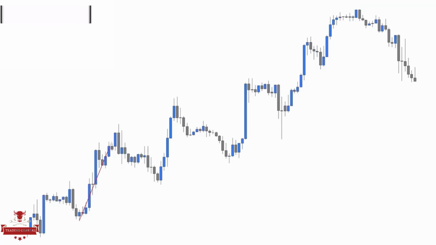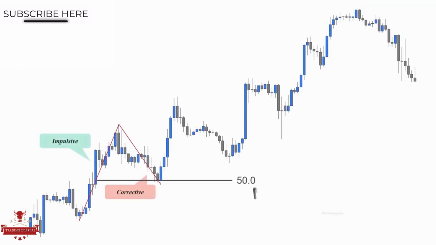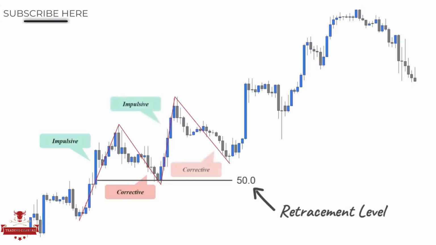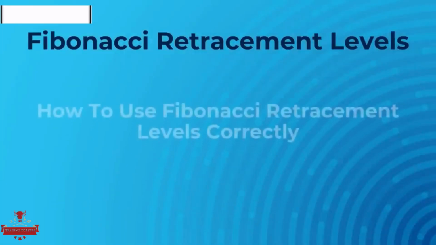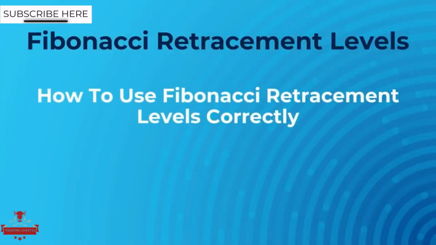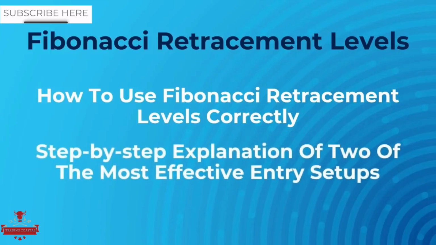Hey guys, Fibonacci retracement levels are used in technical analysis to predict potential levels of supply and demand before impulsive moves occur during a trending market. However, they should be used in combination with other forms of analysis to make well-informed trading decisions. In this video, we'll demonstrate how to use Fibonacci retracement levels correctly to gain a deeper understanding of price movements and improve trading decisions. We will provide a step-by-step explanation of two of the most effective entry setups for continuation and reversal trading, using retracement levels.